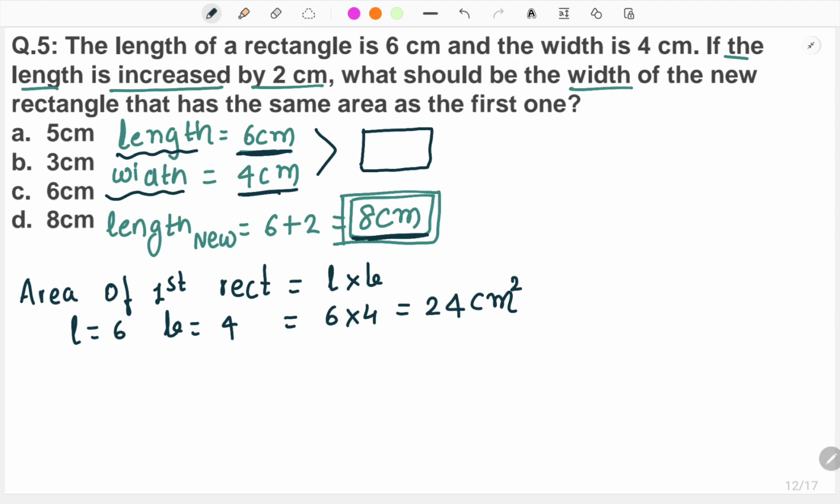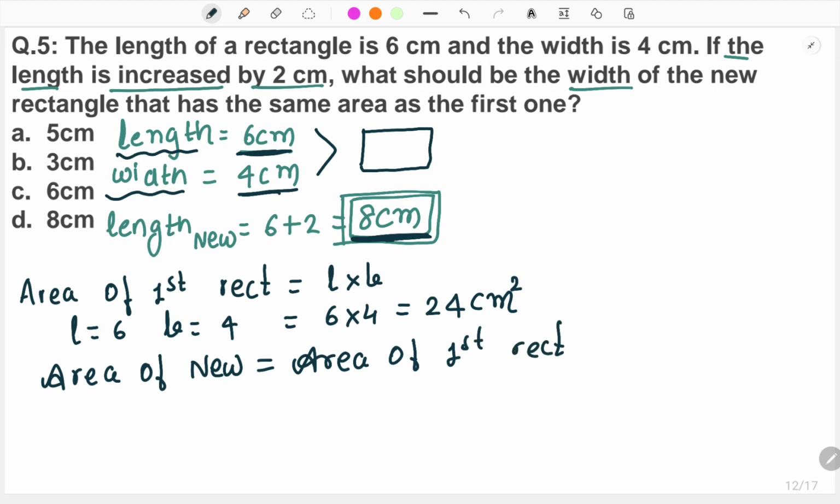What is mentioned in the question, students? That the area of the new rectangle, that is the rectangle with length 8 centimeter, and that of the old rectangle is same. So area of new rectangle is same as the area of first rectangle. So let us find now area of new rectangle. This is equal to length into breadth.